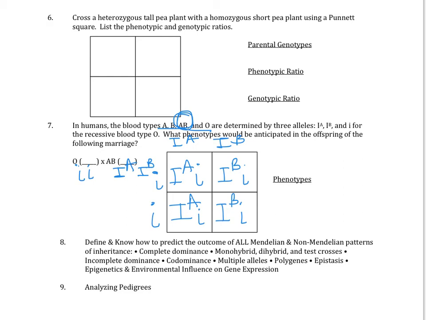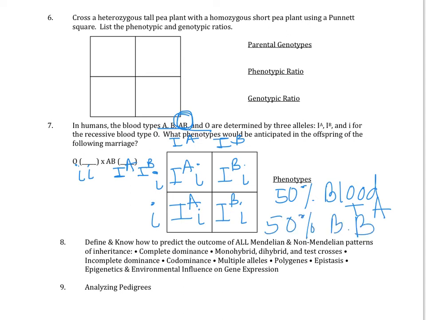So what are the phenotypes? You're going to have 50% with blood type A, and 50% will have B. Okay? Cool. That's basically it.